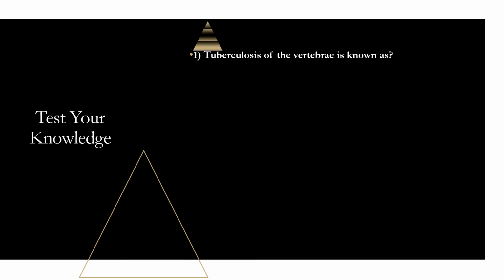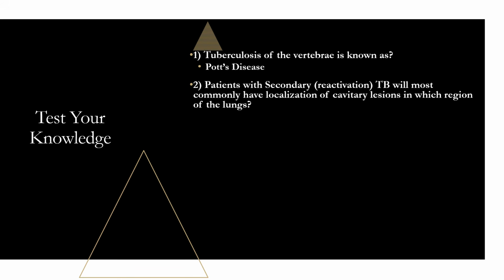So question number 1, tuberculosis of the vertebrae is known as? That's going to be Pott's disease. Remember, your pots stacked on top of each other, they look like vertebrae. Question 2, patients with secondary or reactivation TB will most commonly have localization of cavitary lesions in which region of the lungs? So secondary TB is most commonly going to present in the apices or the upper lobes. Remember that higher oxygen tension.